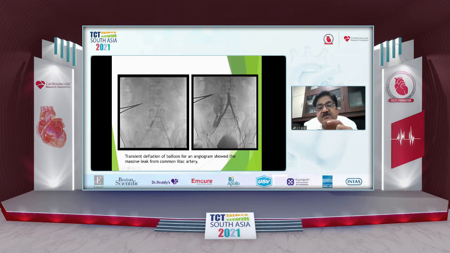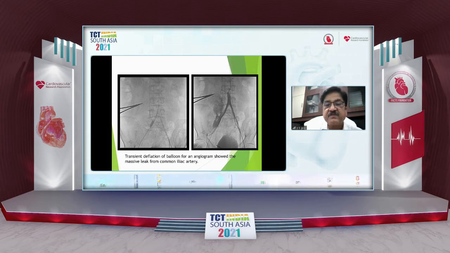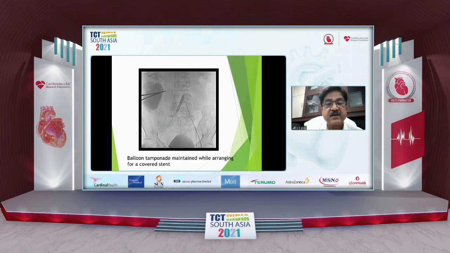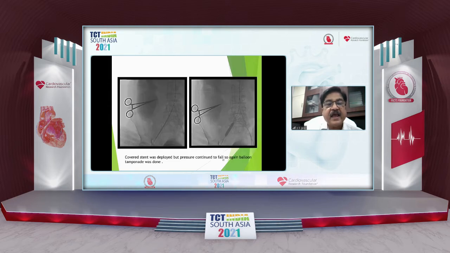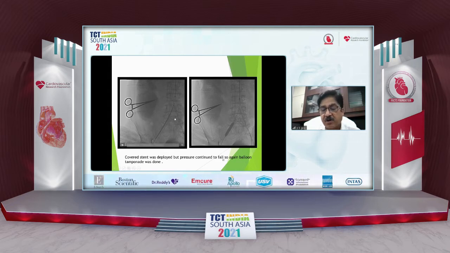In fact, there was probably a segment of artery that had totally gone off, and the link was only the wire. So it was good that we had the wire across. Balloon tamponade was maintained while arranging for a covered stent. By the time the covered stent would come, we had the balloon tamponade again. And the covered stent was then deployed, but the pressure continued to fall. So again, some balloon tamponade was done. So we deployed the stent, but probably we were missing the real site of bleed.